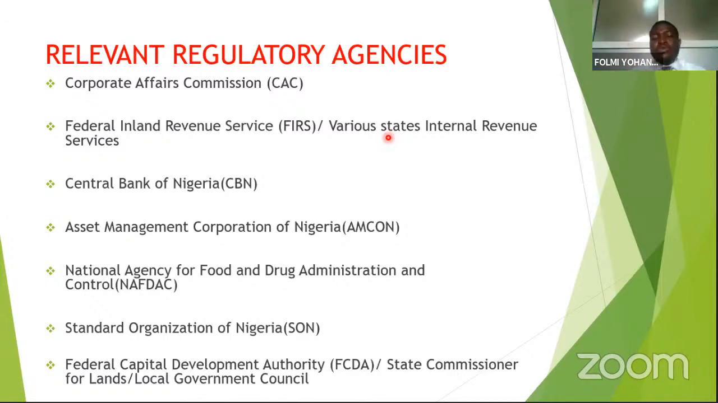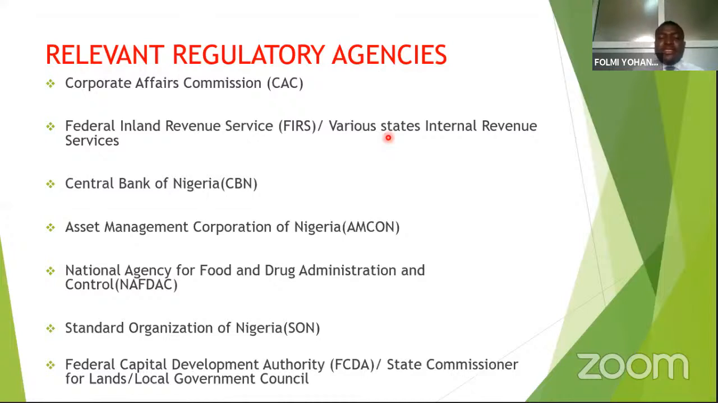So what AMCOM will do, AMCOM will normally buy off that loan from that bank, and they'll pay that 20 million naira that company borrowed from the bank. So doing so, the bank is no longer indebted to that company. The bank is now indebted to AMCOM. And what AMCOM will do now, AMCOM will go after that company to recover that money. So that's the function of AMCOM.